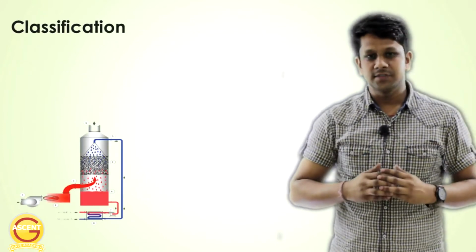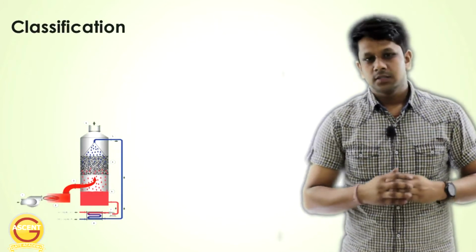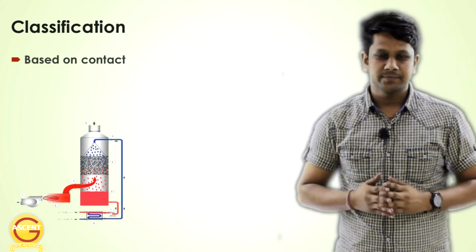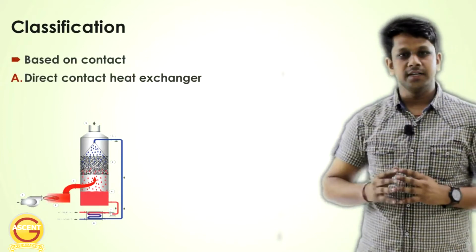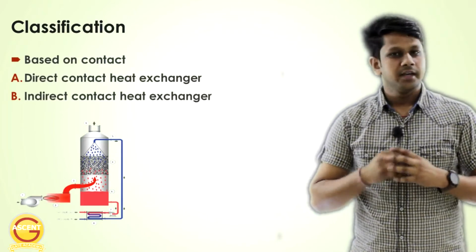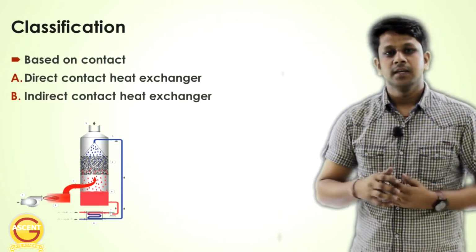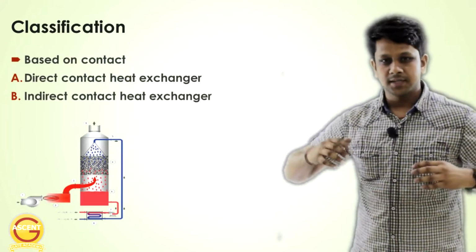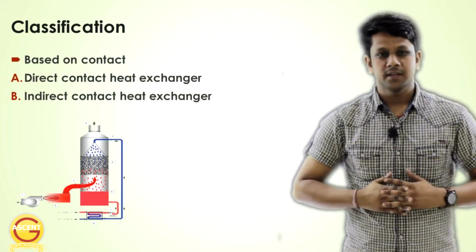Now let's see the classification of heat exchangers. First we can classify these heat exchangers based on the contact. So it can be a direct contact heat exchanger and it can be an indirect contact heat exchanger. In a direct contact heat exchanger, there will be mixing of cold fluid and hot fluid, and they will result in a final temperature, right?